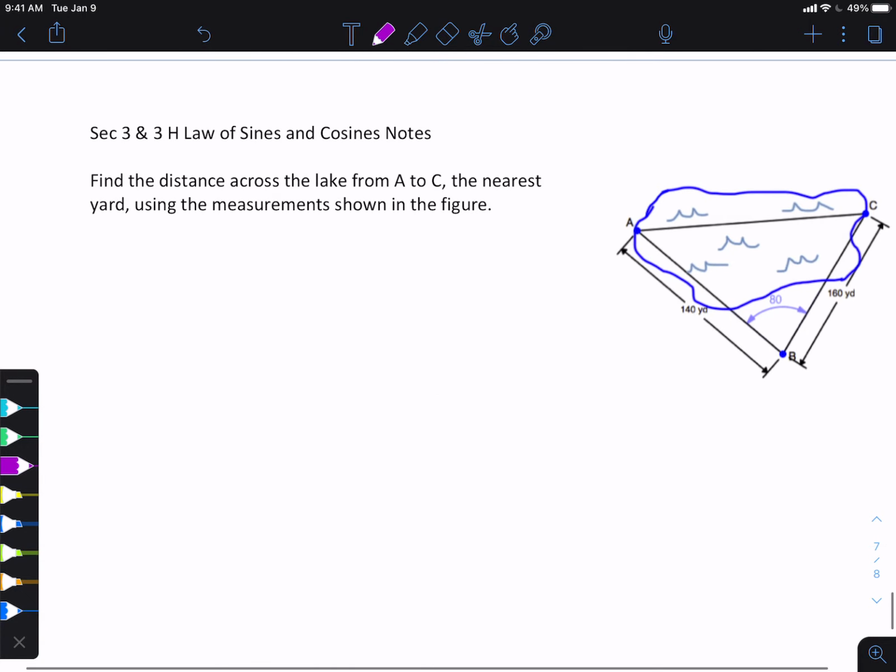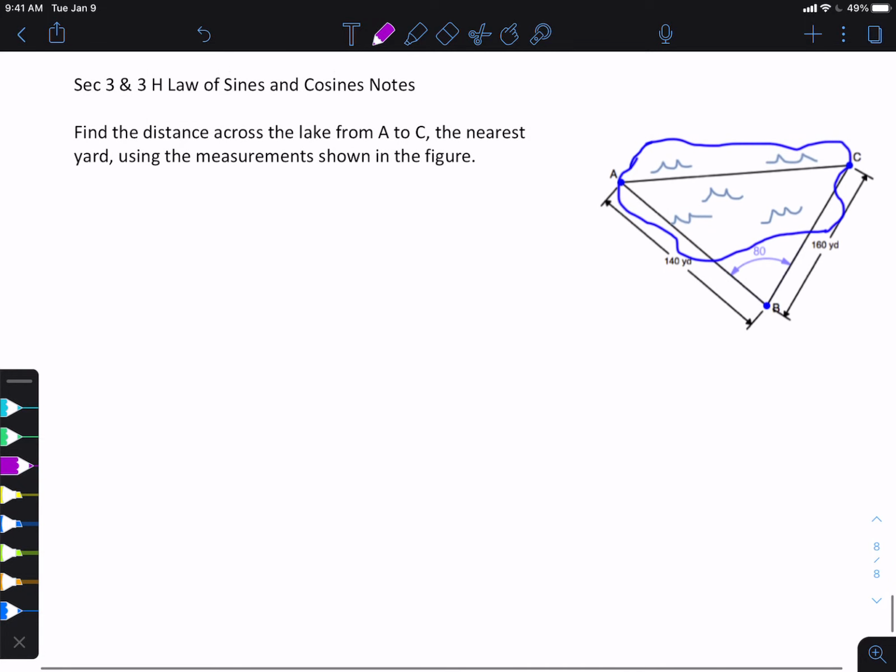Now this one gives us a picture. So we have: find the distance across the lake from A to C to the nearest yard using the measurements shown in the figure. Okay, so here's our lake. We're finding the distance across the lake. So we know this is 140 yards and this is 80 yards and this angle in between them is 80 degrees.